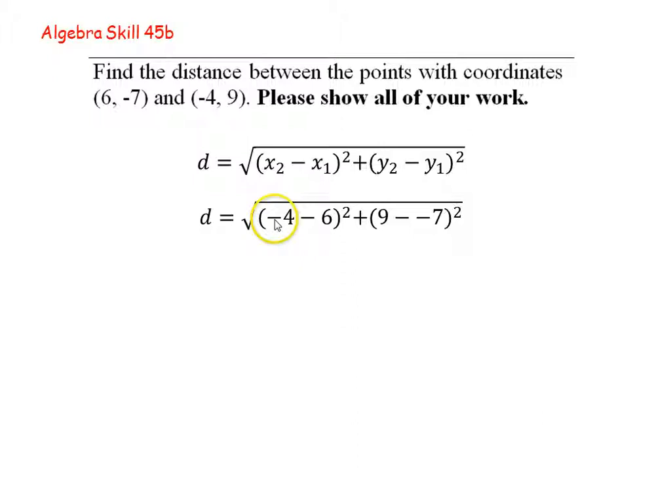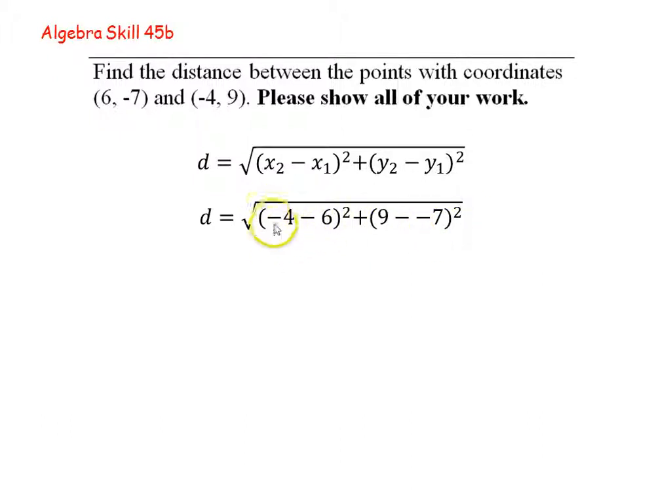The 2 x values are -4 and 6. So I'm going to do -4 minus 6, which is what I have right here. -4 minus 6, the difference of the x values. I'm going to square that. And I'm going to add that to the difference of the y values, which are 9 and -7. So I'm going to do 9 minus -7, the difference of the y values, and I'm going to square that.